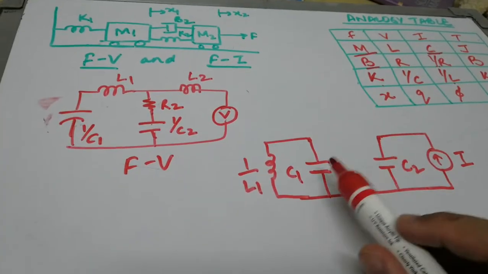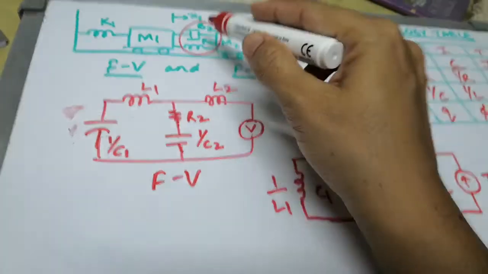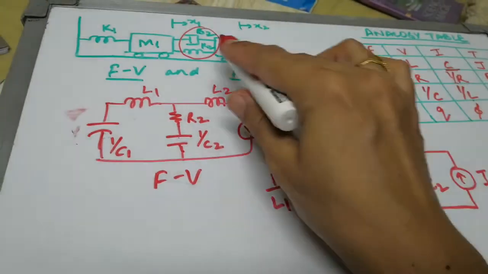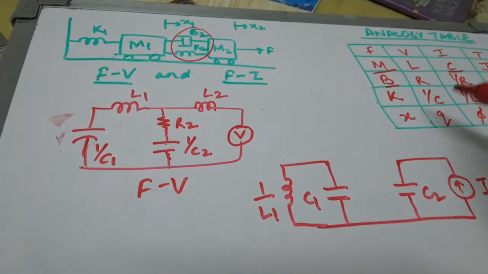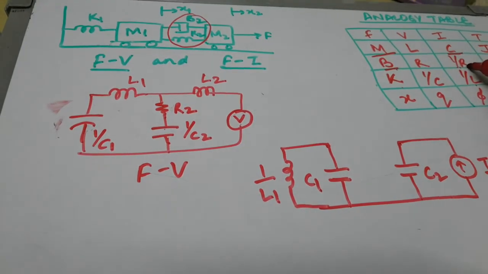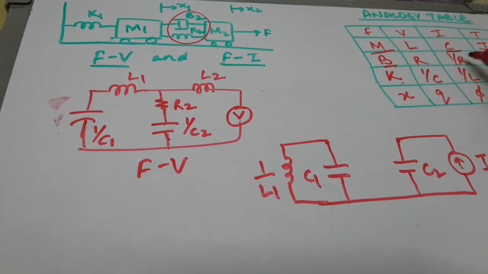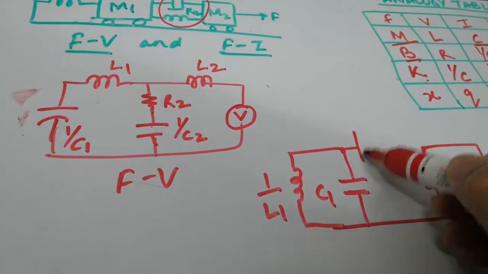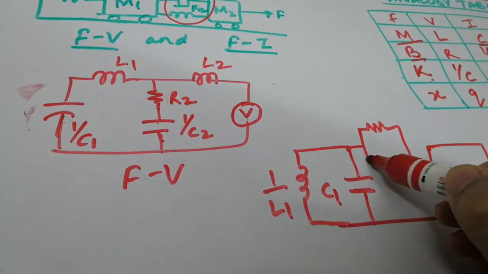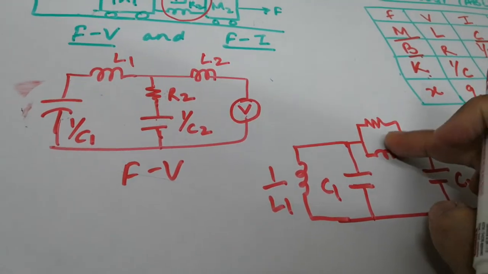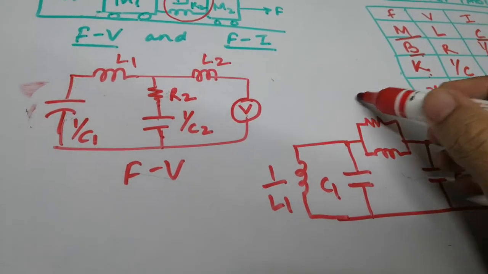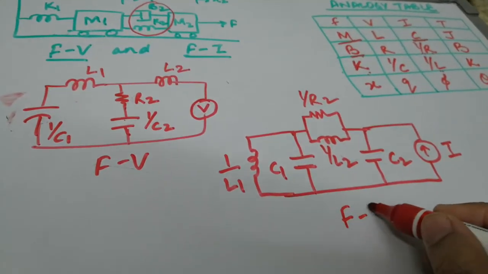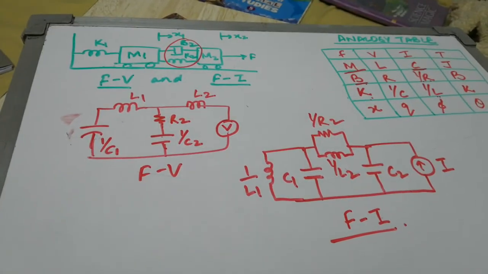But what about this C1 and C2 and this thing? Because current divides in parallel, this parallel combination should be replaced with its equivalent, a parallel combination. So here B is 1 upon R, K is 1 upon L. So the combination of 1 upon R and 1 upon L should be in parallel here. So here we get 1 upon R2 and 1 upon L2. So this completes my Fi analogy.